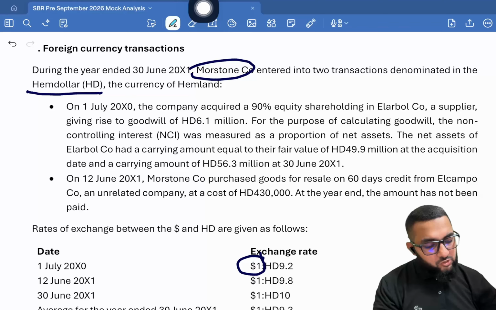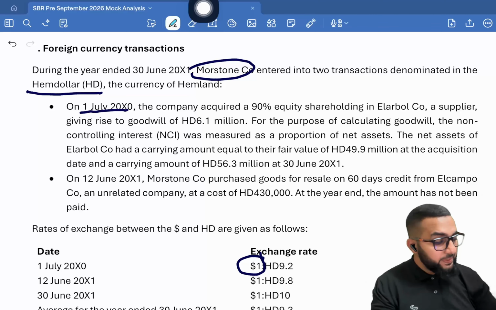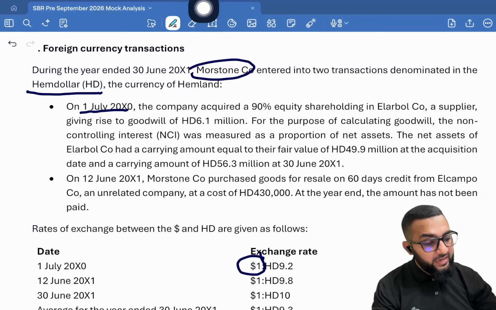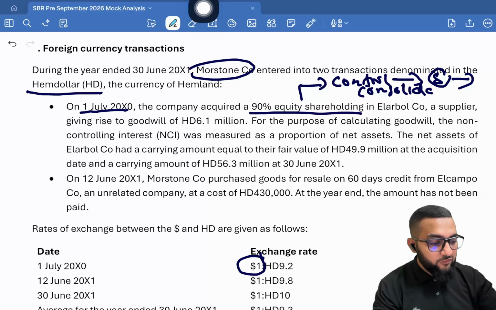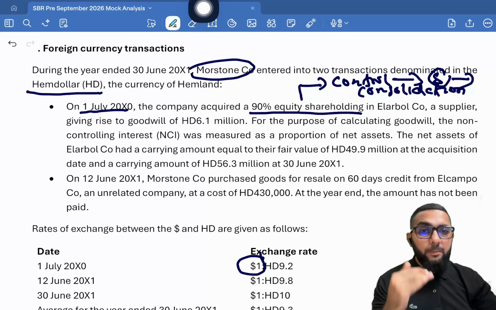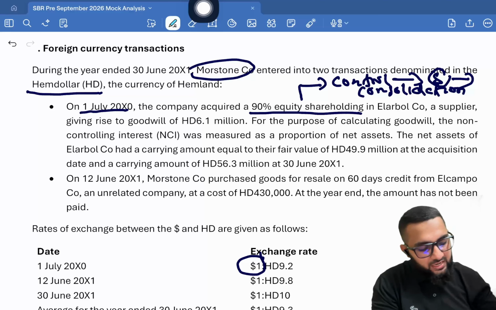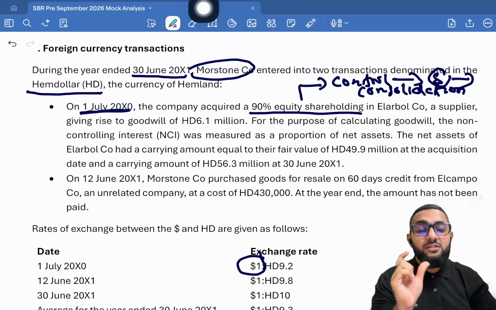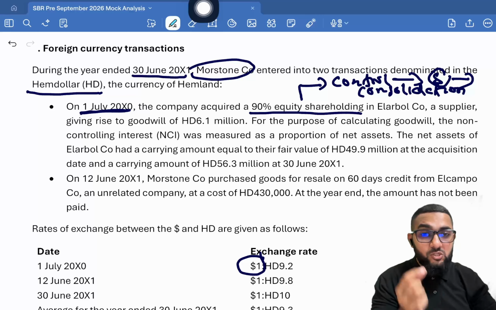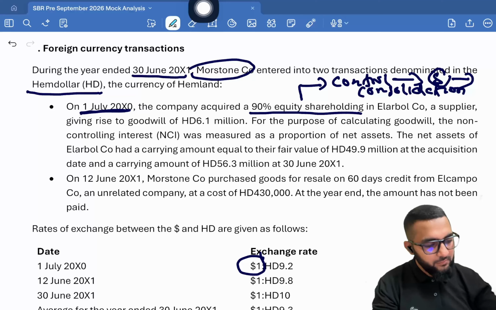On 1st July 20X0, meaning beginning of the year, the company acquired a 90% equity shareholding in Ella Ball Co., a supplier. 90% equity shareholding means control, meaning subsidiary, meaning consolidation. Now you have to look at whether it's a full year, a mid-year, or end of the year acquisition. It's 1st of July 20X0, year end is 30th June 20X1, so it's a full year acquisition. So any consolidation adjustment would be based on 12 months.